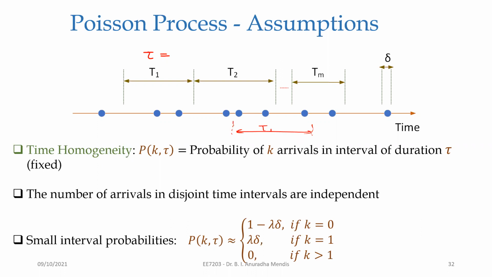But somehow, if these probabilities are the same, if it does not depend on where we pick that duration, then we call that process a homogeneous process. Okay, a homogeneous Poisson process. So if we assume time homogeneity, that means even though you pick this t1 time during any 1 hour, the probability of k arrivals is the same. But in reality, it is not.